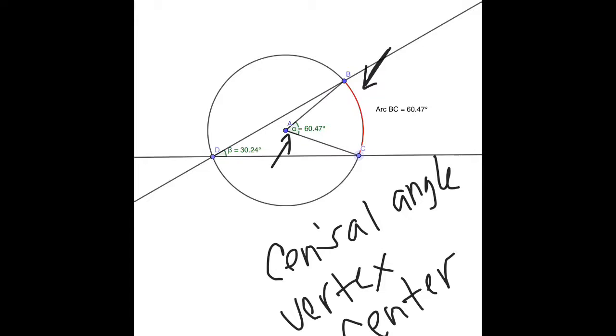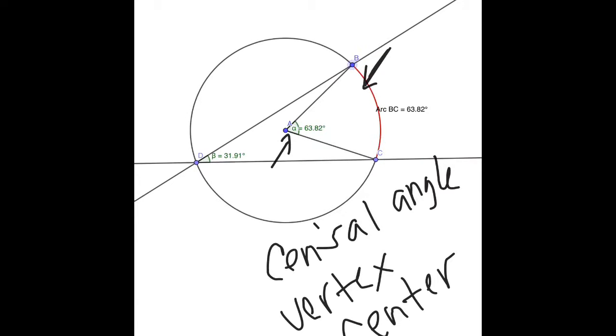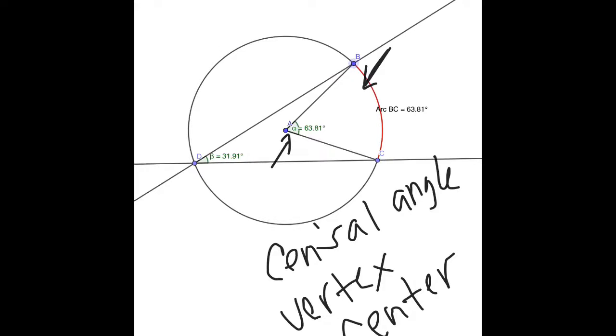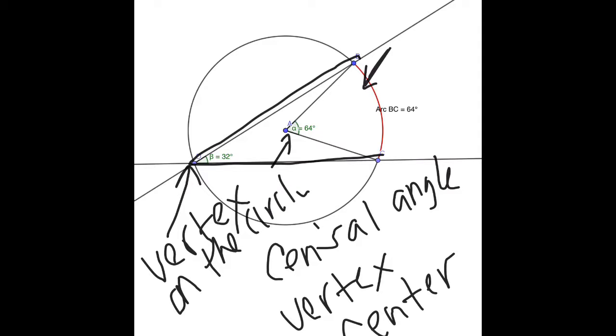Let me try to see if I can get this to be a whole number. Maybe it'll work and maybe it won't. Let's see. Oh, almost. There we go. Oh, come on, go back to 64. There we go. All right, so I think this is where it is clearer to see what's going on. This angle is 32, and its vertex is on the circle. The central angle was 64 when the arc was 64.